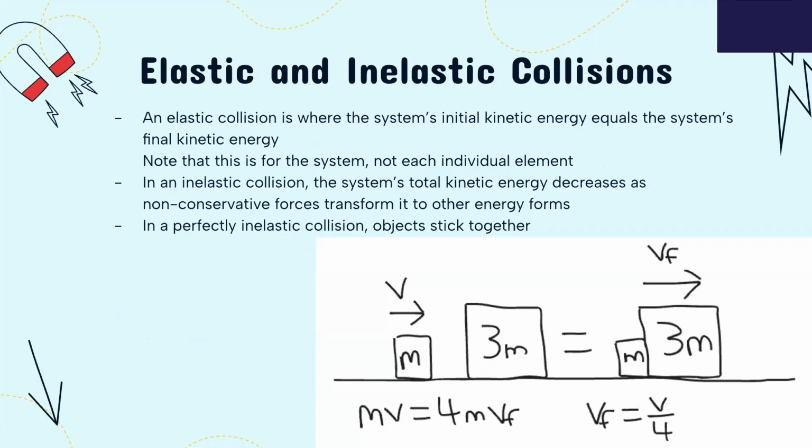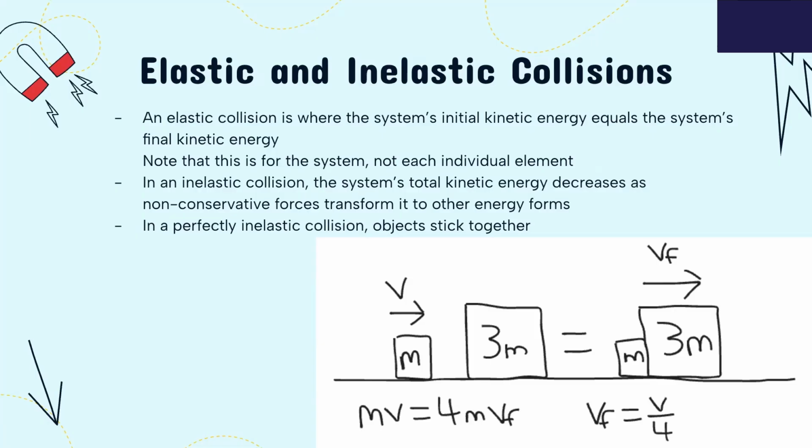There are two main types of collisions you need to know, elastic and inelastic. Elastic collisions are where the system's initial kinetic energy equals the system's final kinetic energy, so the kinetic energy doesn't drop. This is for the entire system, not each individual element. In an inelastic collision, the system's total kinetic energy decreases because a non-conservative force transforms that kinetic energy into other forms. In a perfectly inelastic collision, objects will stick together.